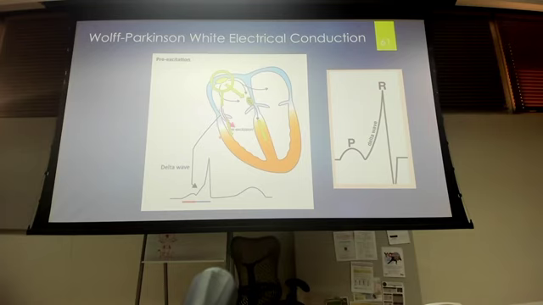Which means what part of our EKG complex is going to be affected? The QRS complex. So you have the R wave. Our QRS complex is going to be affected, primarily the R wave.